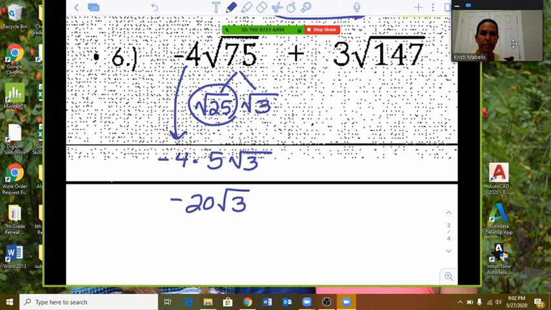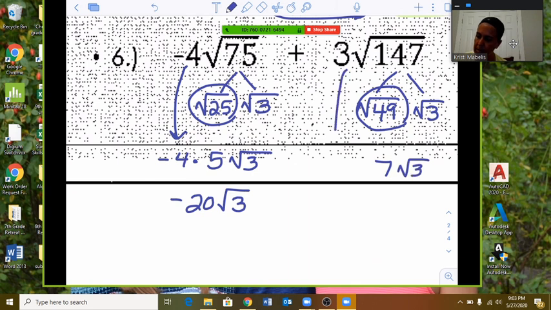Okay, let that sit there for a second. Let's work over here. 147, a little bit different number to work with. Perfect square number would be 49. 49 times 3. Again, if you can't think of that right off the top of your head, calculator, you can use it. So we have 7, right? This becomes a 7. 7 radical 3. Bring that right on down. And then I'll have 21 radical 3. That was a plus there.